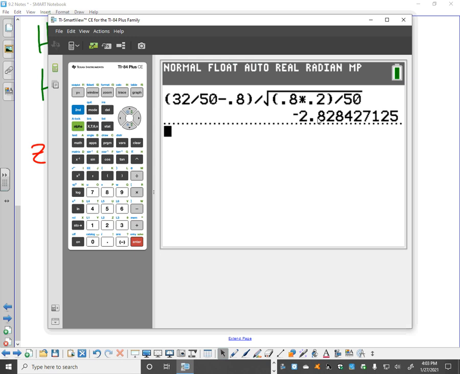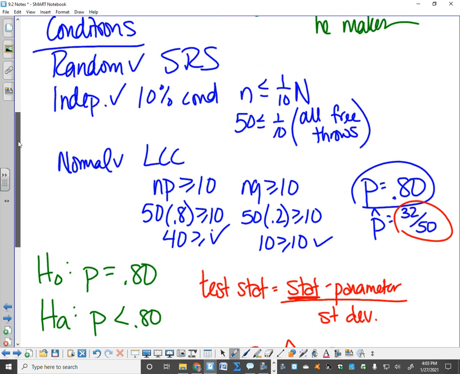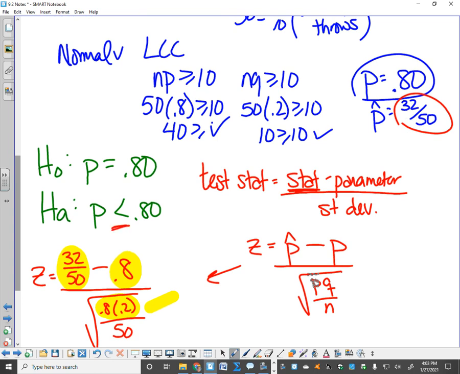So -2.828, if I'm going 3 decimal places. Z equals -2.828. Now he's negative. Should he be negative? Well, I'm left-tailed. So absolutely he should be negative. So that should make sense.